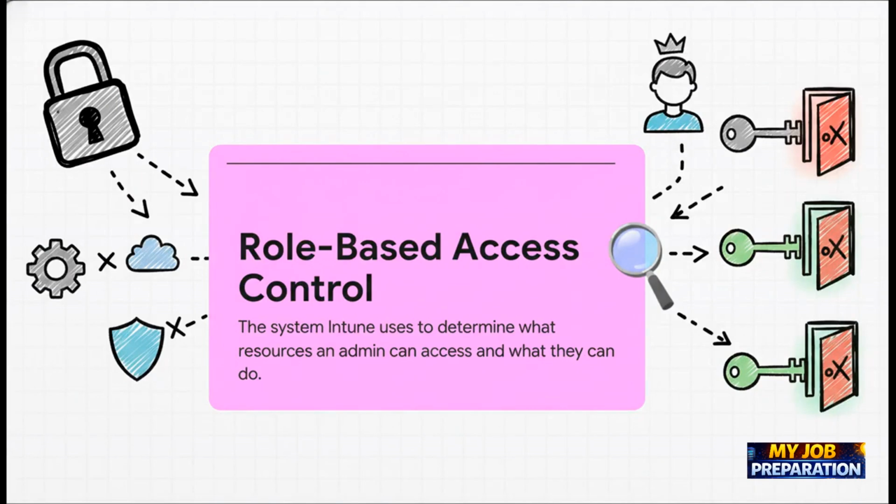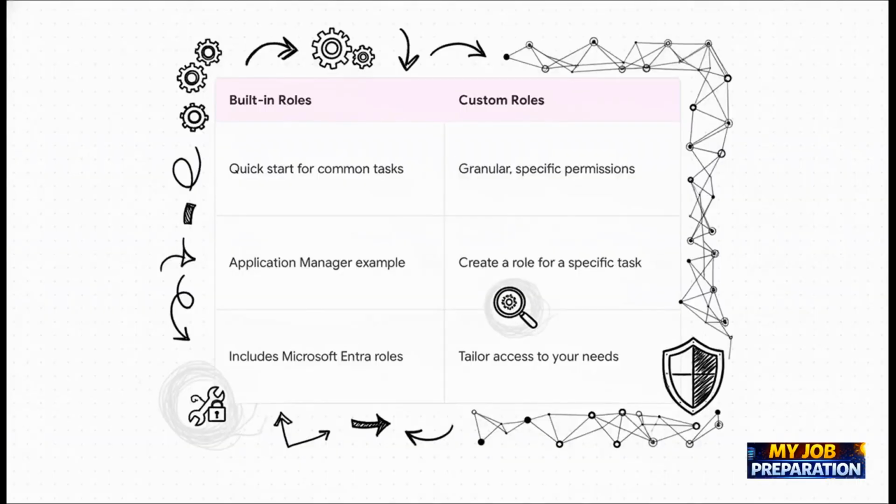It's how you decide, okay, does this person only need to manage applications? Or maybe they just handle security policies. RBAC lets you get super specific so people only have the exact access they need to do their job, and nothing more. And when you're setting this up, you've got a choice to make. You can use the built-in roles like Application Manager, which are fantastic for getting started quickly with common jobs. Or if you need to get really specific, you can build your own custom roles from the ground up. This gives you total control to tailor access for very unique needs.